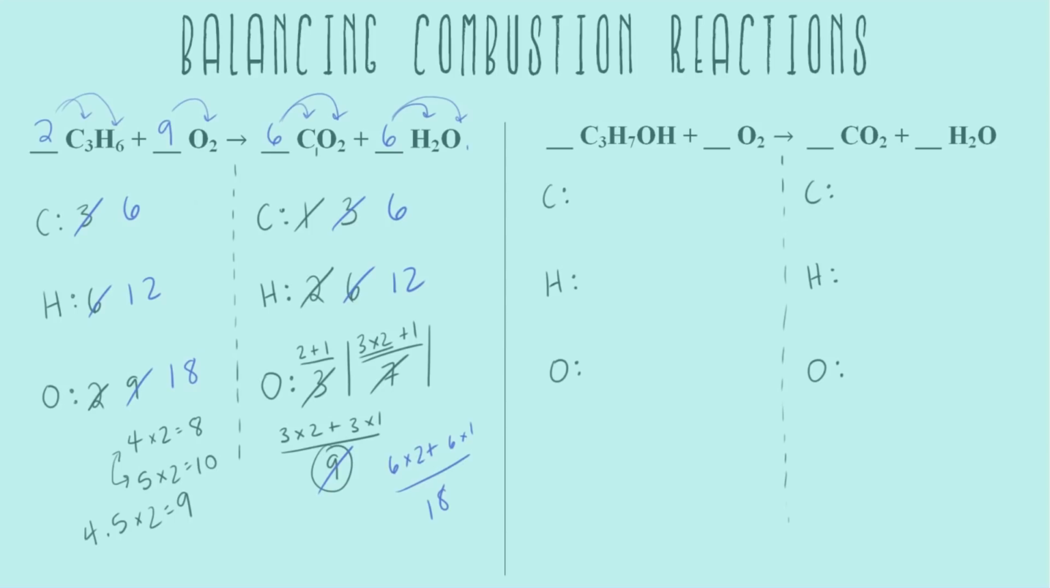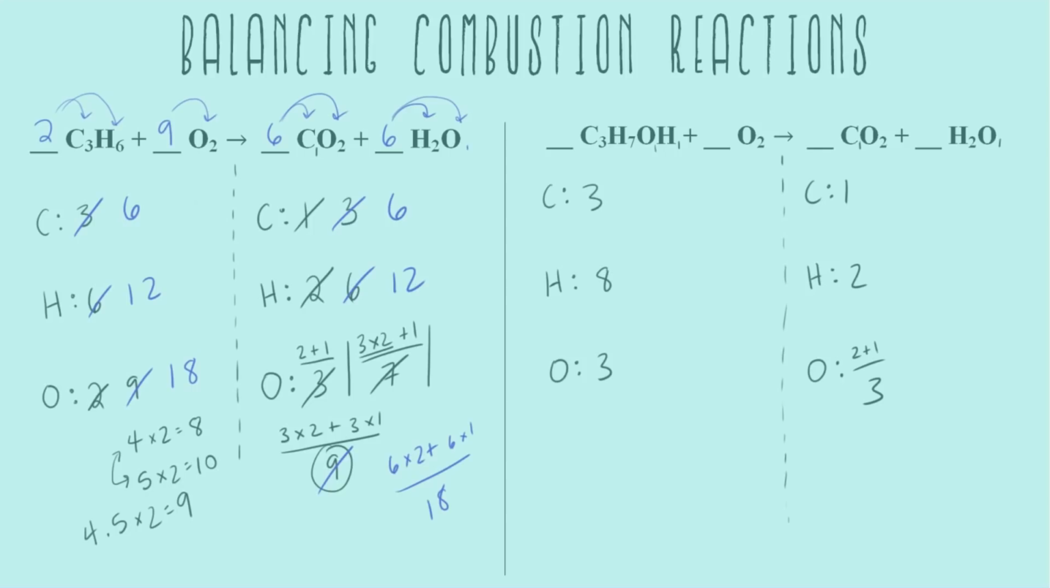Having our initial count of each element, I have 3 carbons, 7 plus 1, 8 hydrogens, 1 plus 2, 3 oxygens. On the right-hand side, I just have the single carbon. I have 2 hydrogens, and I have 2 plus 1, 3 oxygens. All right, and once again, balancing the element that appears in the most number of molecules last, which is once again oxygen, which appears in every single molecule.